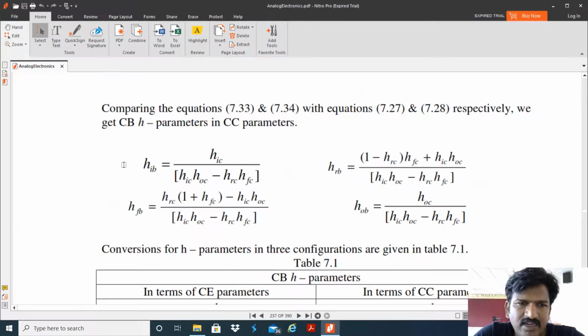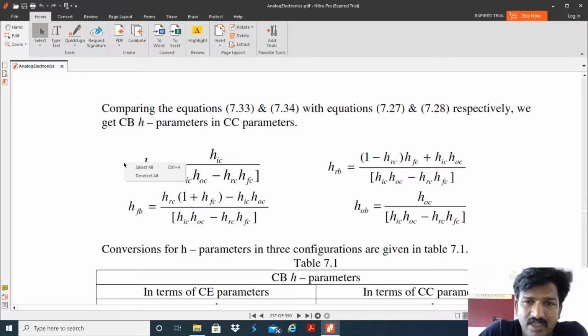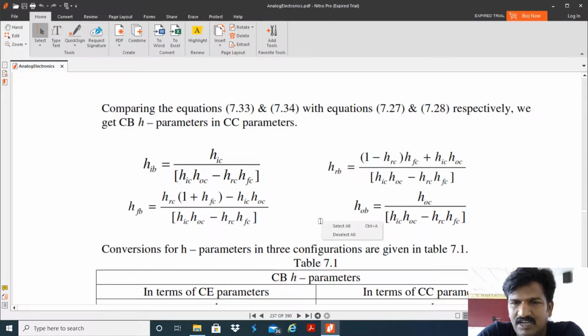From there you can write the equations. HIB is equal to HIC divided by (HIC H0C minus HRC HFC), and HFB is equal to HRC of (1 plus HFC) minus HFC, and HOC divided by (HIC HOC minus HRC HFC). And HRB is equal to (1 minus HRC HFC plus HIC HOC) divided by (HIC HOC minus HRC HFC), and HOB is equal to HOC divided by (HIC HOC minus HRC HFC).